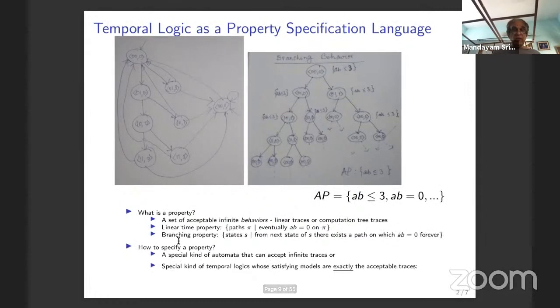Or you can have a branching property, as we have done. So like you said, we'll be starting with CTL star, and we'll also be looking at some specialized sub-logics. You will see that the model checking problem for the sub-logics is less complex than for CTL star, okay?